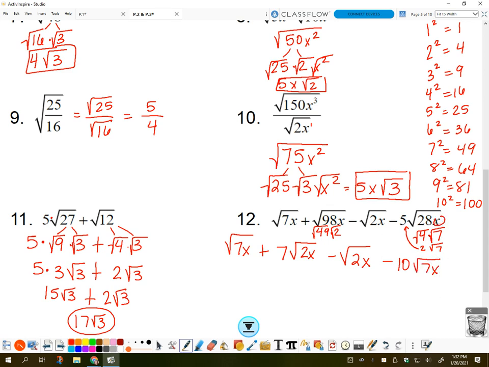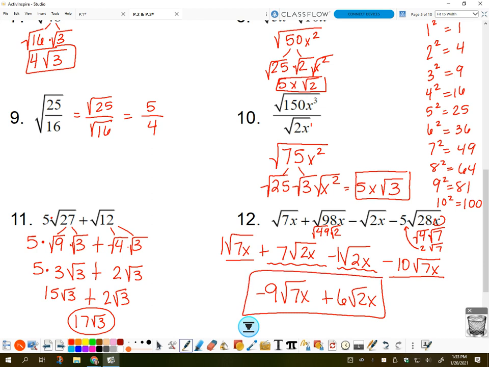All right, so now we're looking for like pieces. So we have the square root of 7x here and here. So here there's an understood one of them, minus 10. So 1 minus 10 is negative 9 of those square root 7x's. And then we have these guys that both have the square root of 2x. So I can do 7 minus 1 gives me 6 of those. And I'm done because I don't have any more like pieces.